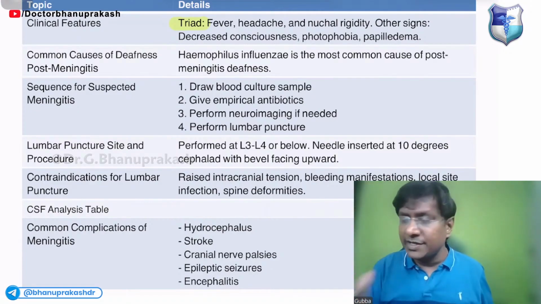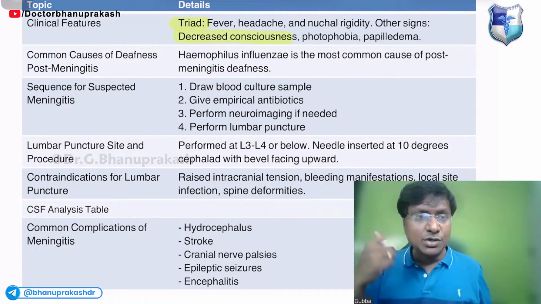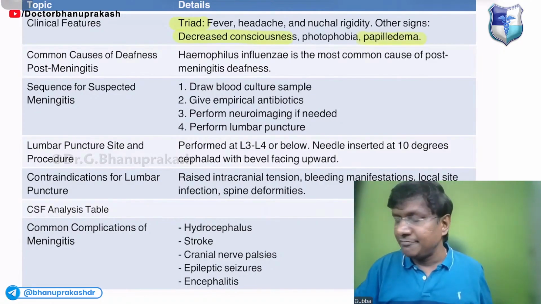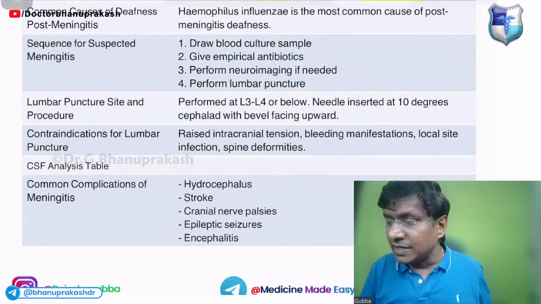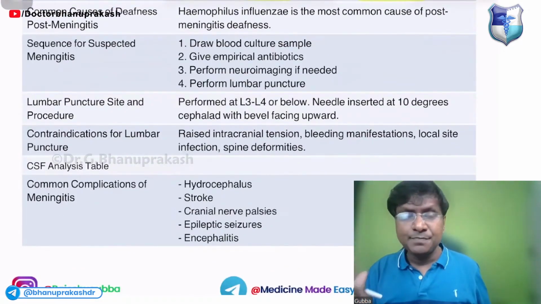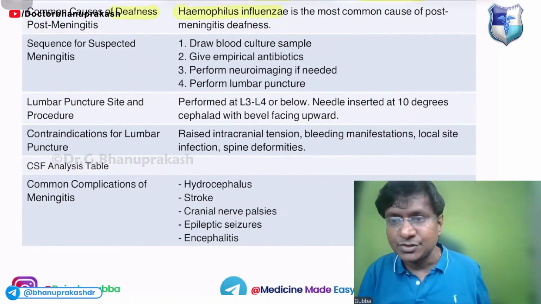Whenever there is meningoencephalitis, there will be decreased consciousness in the individual. And because of raised intracranial pressure, they will have papilledema as well as photophobia, right? And there is one particular organism which causes post-meningitis deafness. What is that organism? That is Haemophilus influenzae. That's an important multiple choice question.